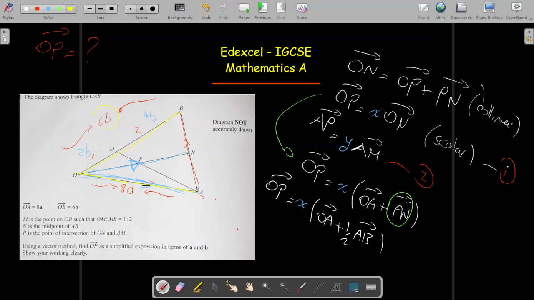So the AB as a vector could be equal to minus OA, if you understand what I'm doing. I can write it as AO, but I don't need that because it's going to be useless. I need it to be in the same order as this other term. So it's going to be minus OA plus the OB. I hope that this is clear to you.